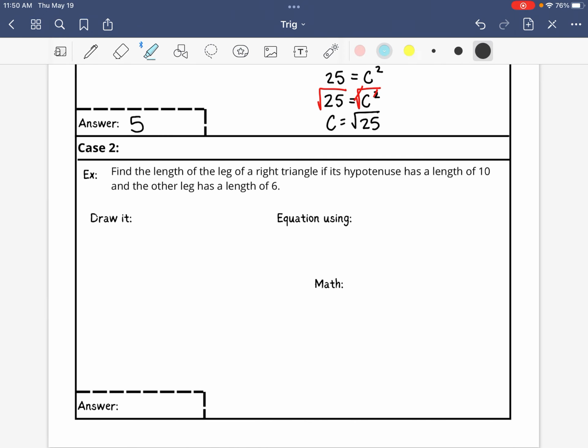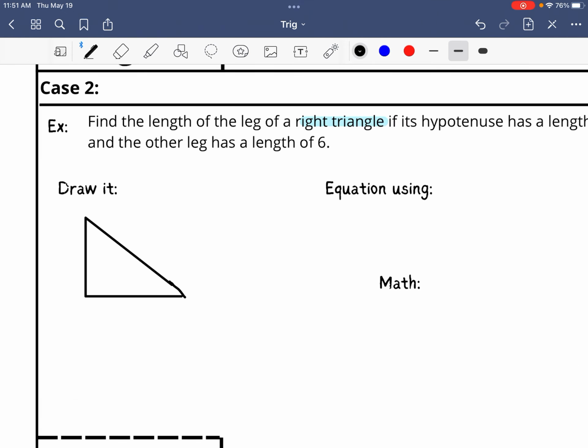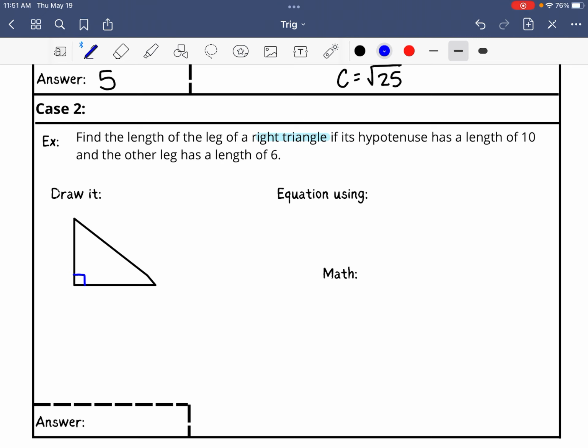Find the length of a right triangle. So right triangle. If its hypotenuse has a length of 10 and the other leg has a length of 6. So again, I'm going to make my drawing. Oh, I didn't make it long enough. Close enough. Since it's a right triangle, I'm going to put my little sign that this is a right triangle. And it says the hypotenuse has a length of 10. So 10 right here. And the other leg has a length of 6. So I'm just going to put 6 right here.